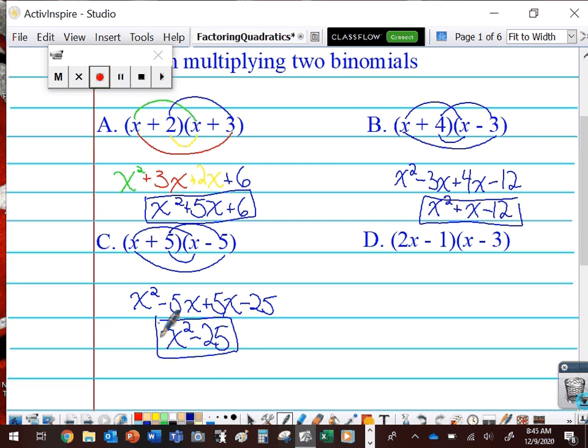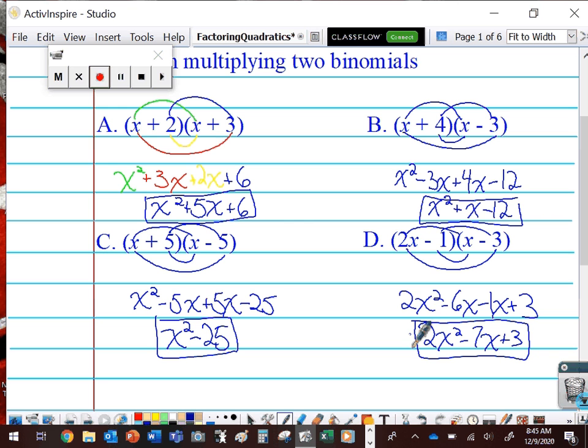And the last one that we have here, we have 2x minus 1 times x minus 3. Well, 2x times x gives me 2x squared. 2x times minus 3 gives me minus 6x. Negative 1 times x gives me minus 1x. And then minus 1 times minus 3 gives me plus 3. Negative times a negative is a positive. And then when we combine our like terms, we have 2x squared minus 7x plus 3.